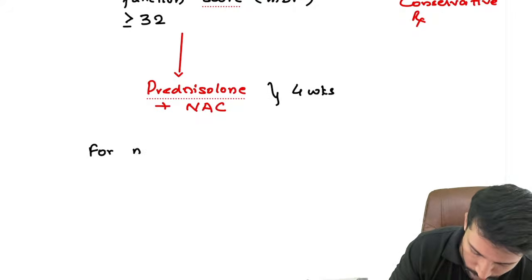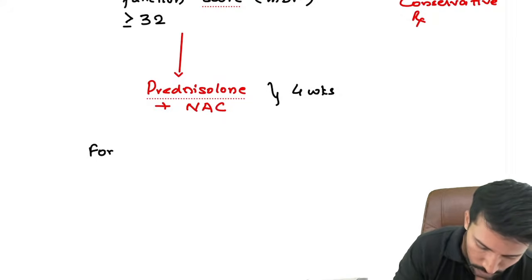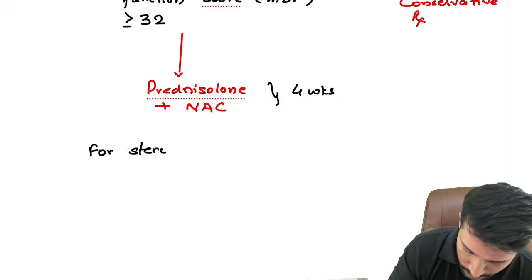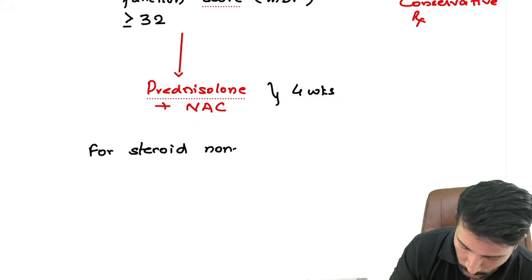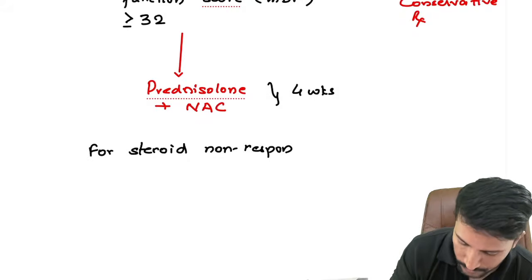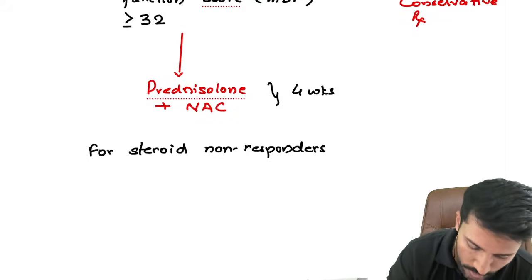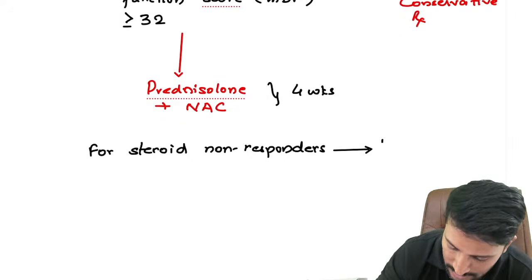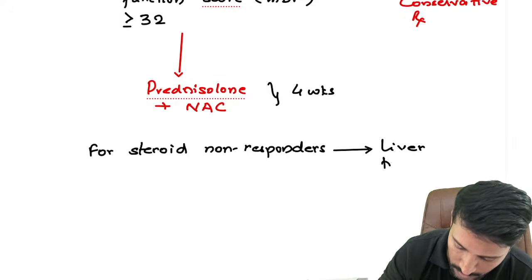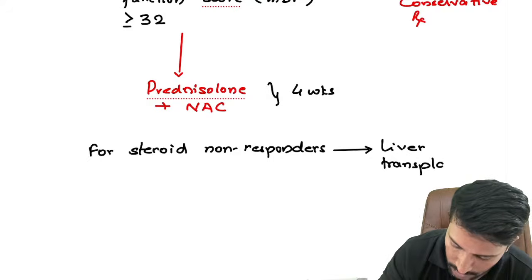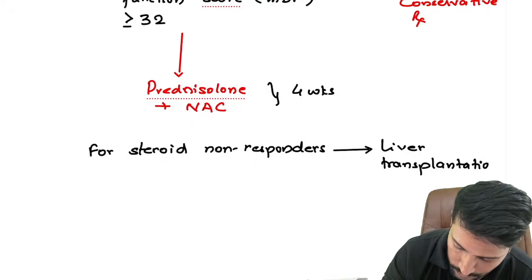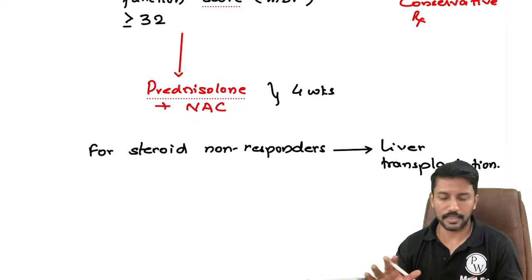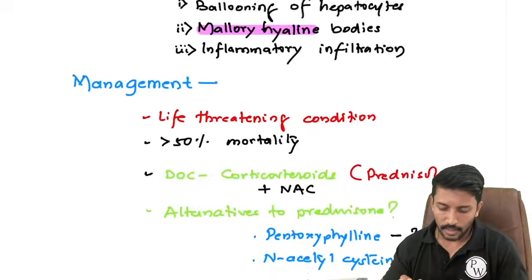So for steroid non-responders, what can I offer? Only thing that we can offer for steroid non-responders is liver transplantation, right? So that's it about our alcoholic hepatitis.